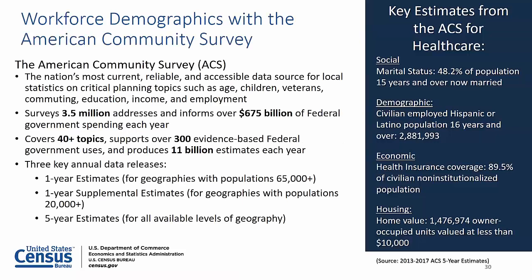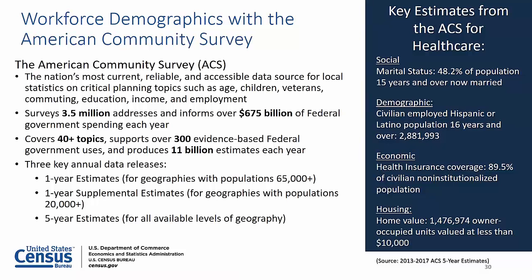The American Community Survey, or ACS, is the nation's most current, reliable, and accessible data source for local statistics on critical planning topics. These include such things as age, children, veterans, commuting, education, income, and employment. The survey samples approximately 3.5 million addresses. These data are collected continuously throughout the year to produce annual social, economic, housing, and demographic estimates.